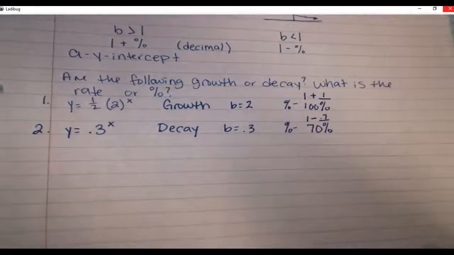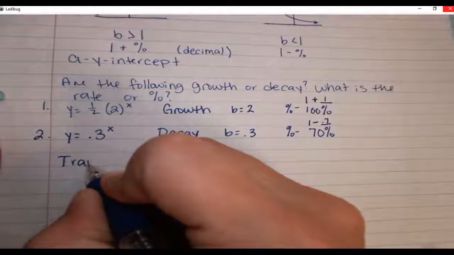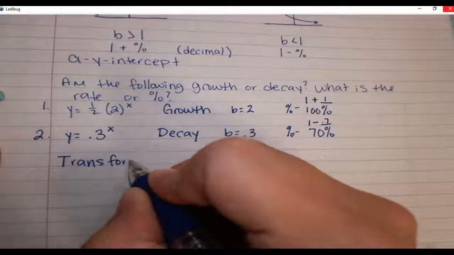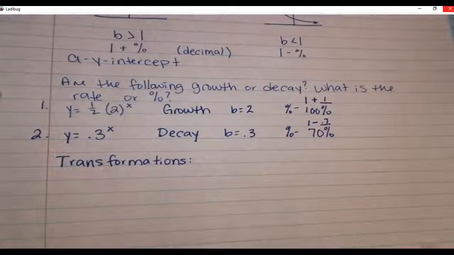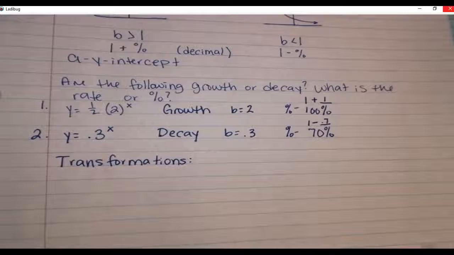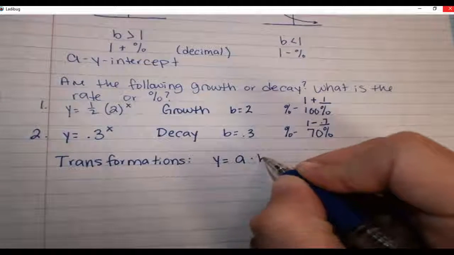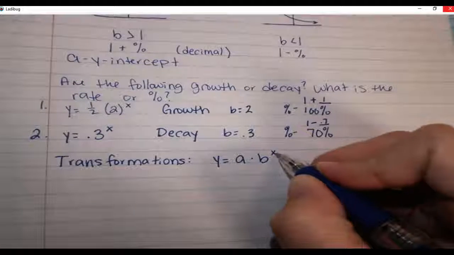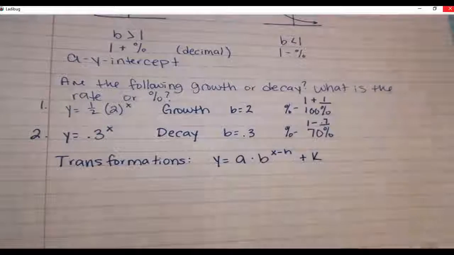Alright, so something else that you should have done is transformations. Now you might not have done transformations specifically with exponentials, but the rules apply to all of them. So whether it's a quadratic or a radical, the rules are still the same. So we have y equals a times b to the x minus h in the parentheses, and then plus k at the end.